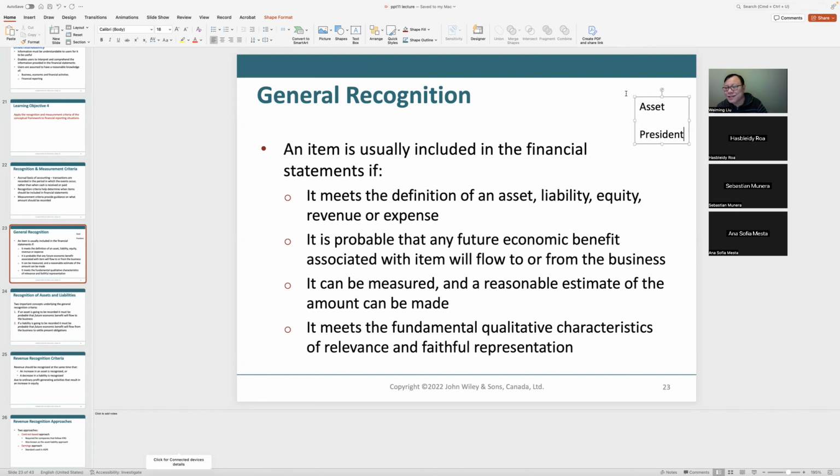I don't know who the president is. So would you say this president has a value of $10 million? Okay. Do you think we should recognize the president as an asset to the university? And if yes, what is the measurement, right?